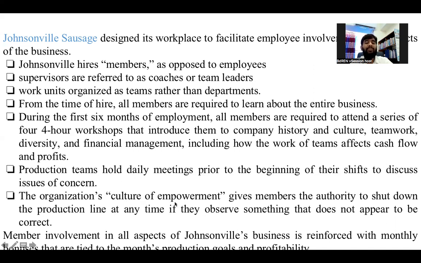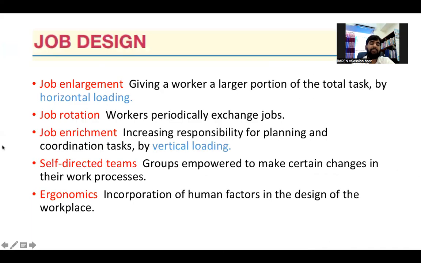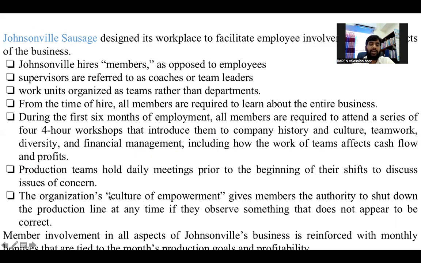The organizational culture of empowerment gives members the authority to shut down the production line at any time if they observe something that doesn't appear to be correct. That is a self-directed team. And the result is profitability. The application of this empowered approach gives more profitability.